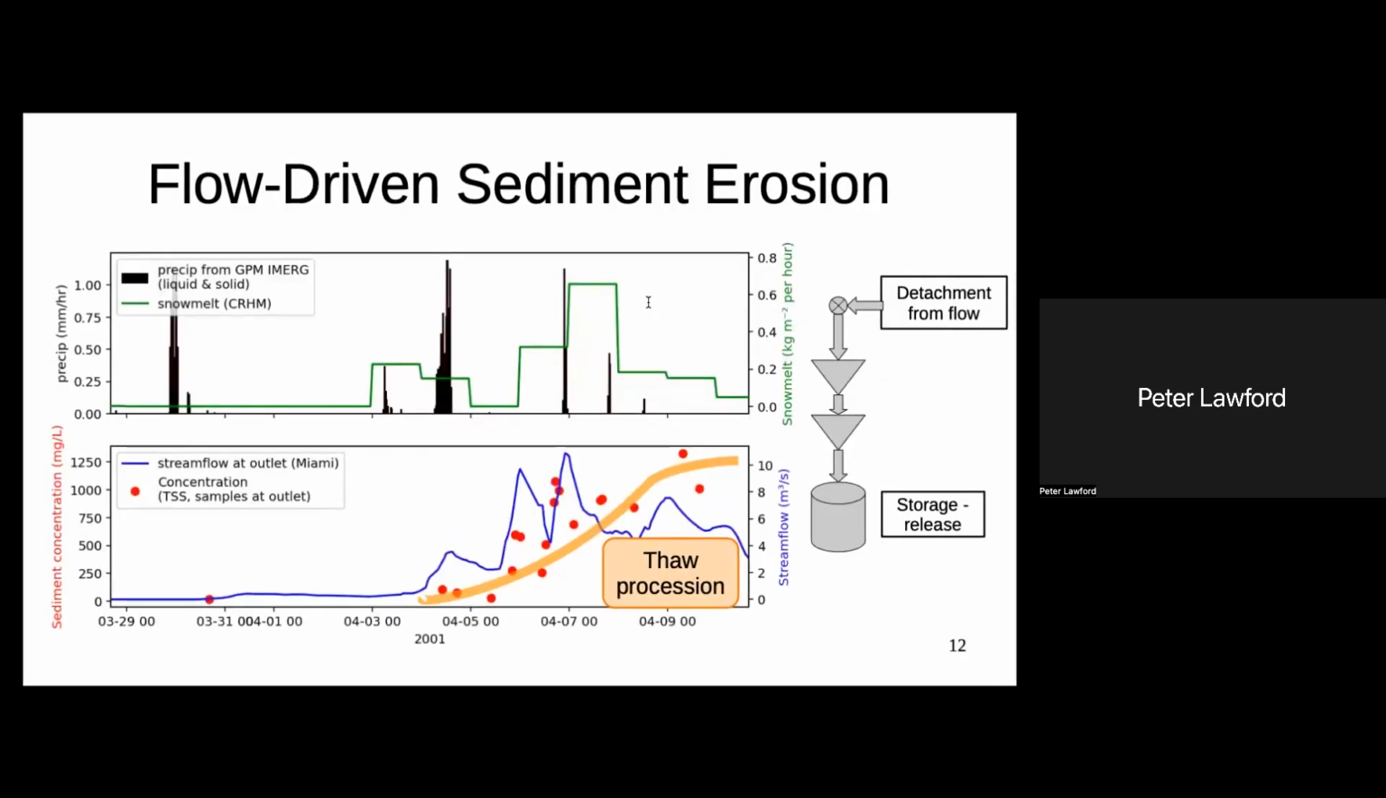So if we look at the data, here's some data from South Tobacco Creek for a particular event. Now this is a spring event, and we can see more clearly that there's a thaw progression. And then as the soil thaws, the amount of erosion that is occurring, the concentration of sediment in the stream, increases.